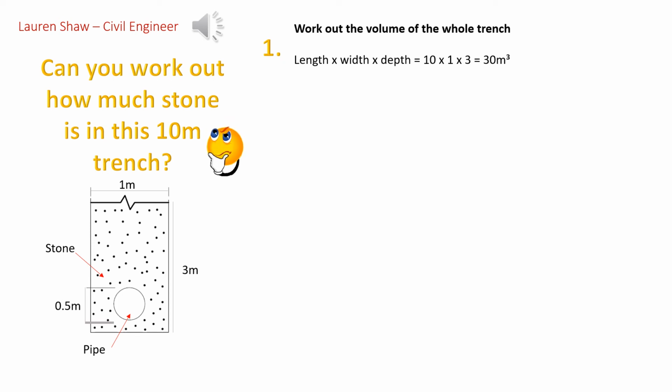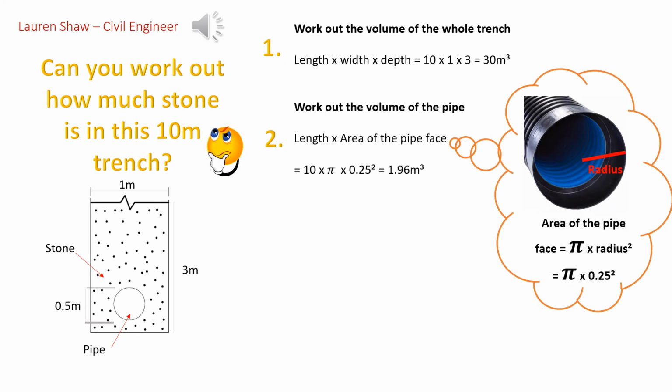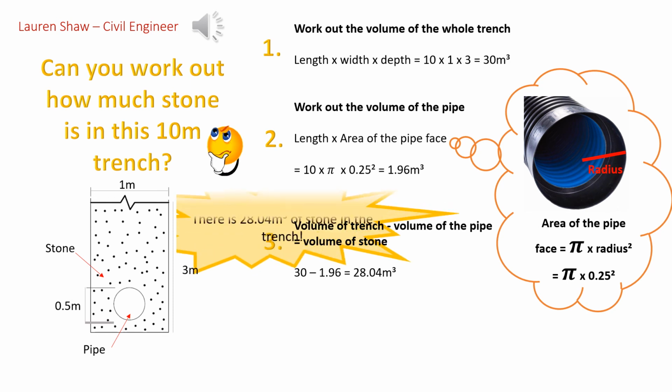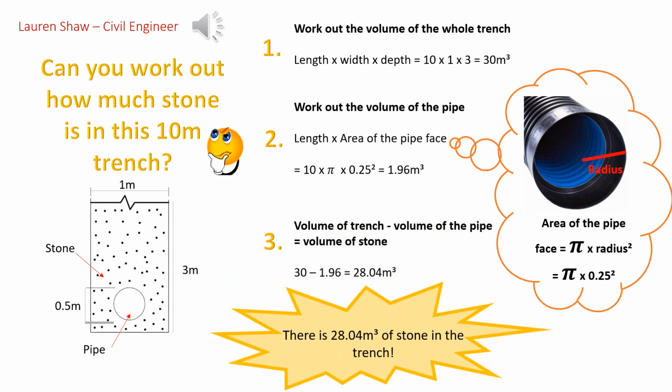Next, work out the volume of the pipe by multiplying the length, which is 10 meters, by the area of the pipe face. Now remember that the area of the pipe face is found by multiplying pi by the radius squared, so that is pi times 0.25 squared. Finally, you take away the volume of the pipe from the volume of the trench, so that's 30 minus 1.96 meters cubed, which equals 28.04 meters cubed, and that's the answer.